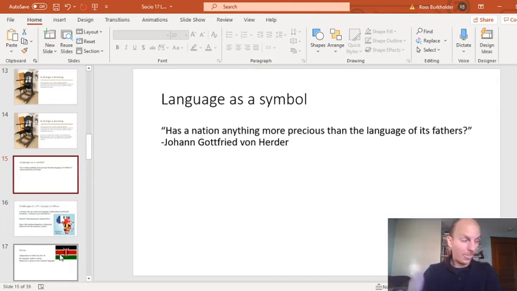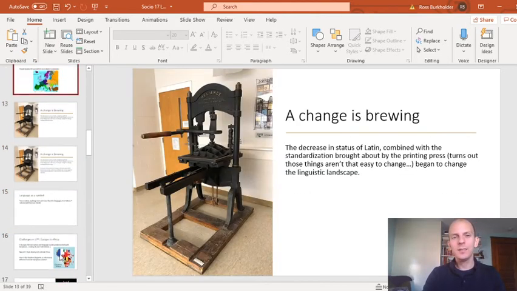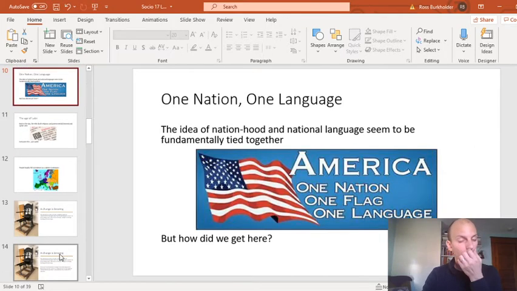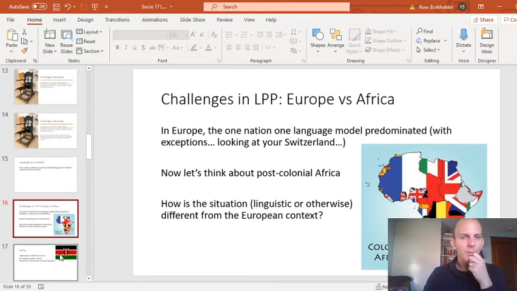Let's look beyond. Hopefully that gives us some background of this one nation, one language phenomenon that we see going on even today in 2020. Let's move back to some challenges, some other instances, some case studies of language policy and planning. Let's look at a different continent. We've spent a lot of time talking about Europe, and I don't want to fully engage in Eurocentrism. So let's look elsewhere.